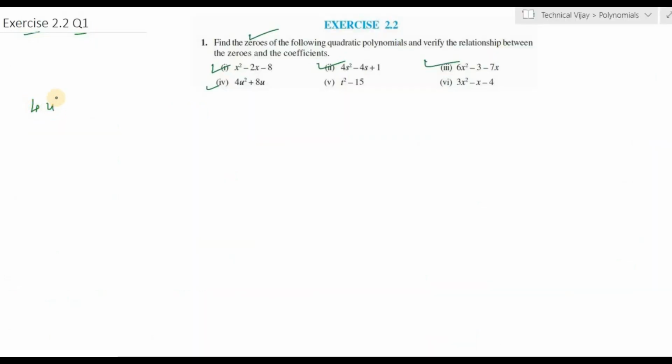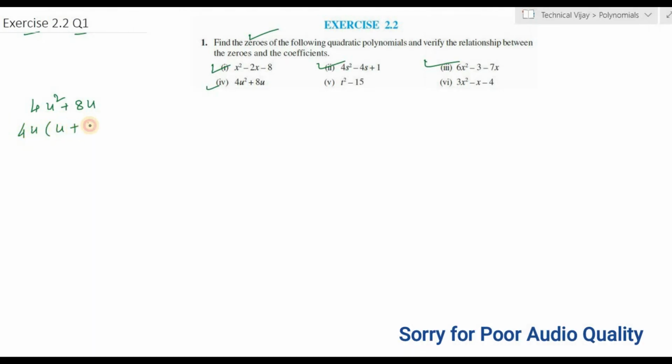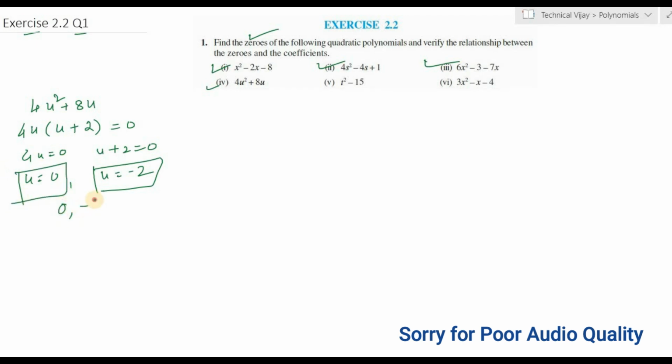That is 4u square plus 8u. Here the third term, the constant, is 0. So for that we will take common 4u, we will take common u plus 2. This is to be equated to 0 so that we can find the zeros. So 4u equal to 0 is one portion, u plus 2 equal to 0 is another portion. So u is equal to 0 and u is equal to minus 2. So these are the two zeros, 0 and minus 2.